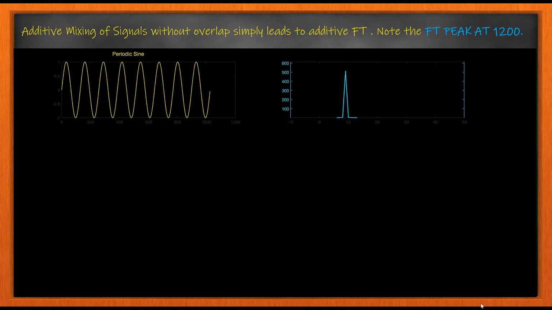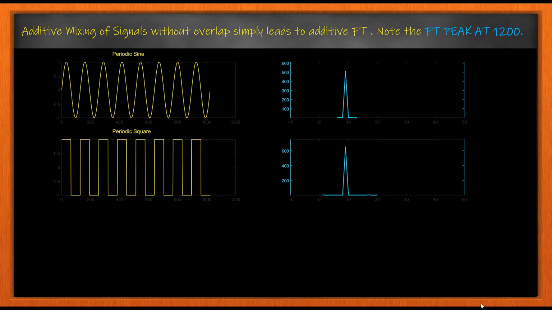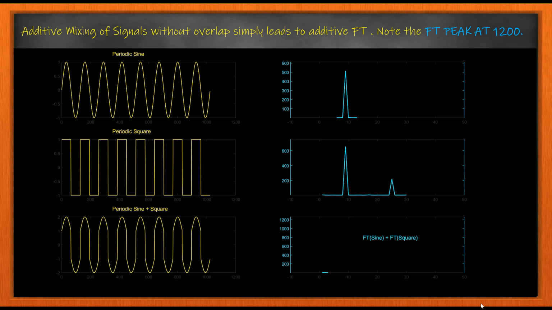Additive mixing of signals simply leads to additive Fourier transform. Fourier transforms get added here to give a peak at 1200, which is the sum of two individual Fourier transforms.